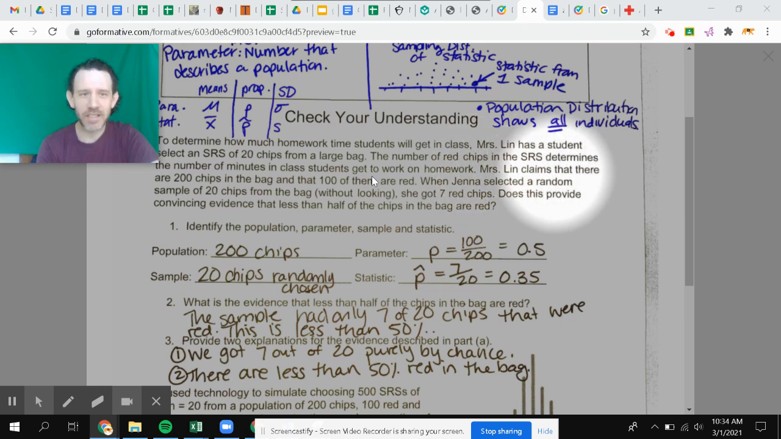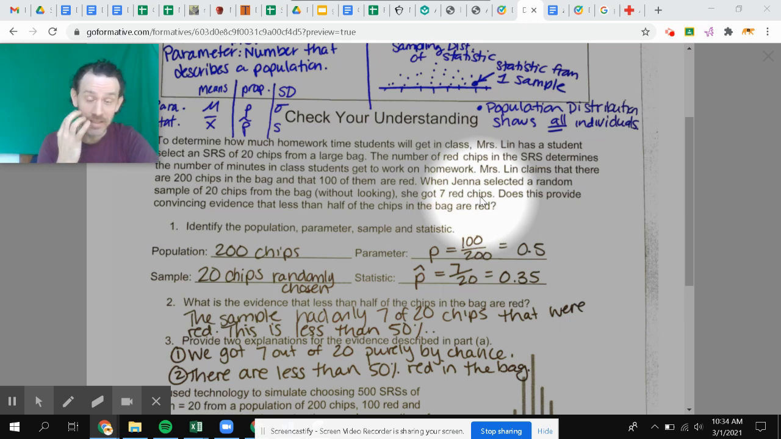Ms. Lynn claims that there are 200 chips in the bag and that 100 of them are red. When Jenna selected a random sample of 20 chips from the bag without looking, it's random, she got 7 red chips, which I'm assuming means that this class got 7 minutes to do their homework. Does this provide convincing evidence that less than half of the chips in the bag are red?